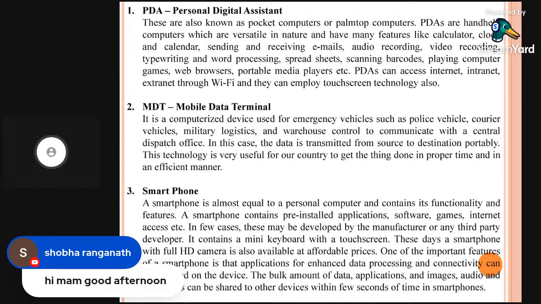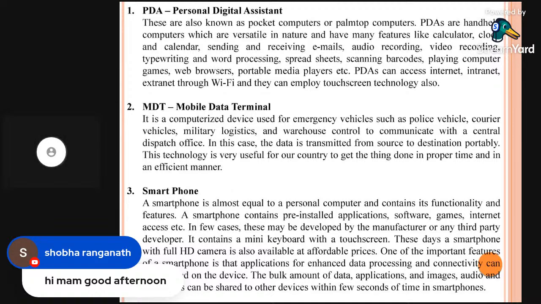Smartphones are almost equal to a personal computer and contain the functionality of computer systems, like software, games, internet access, applications, etc. It contains a mini keypad with a touchscreen, and these days a smartphone with a full HD camera is also available at affordable prices. One of the important features of a smartphone is that applications for enhanced data processing and connectivity can be installed on this device, and bulk amounts of data, even images, audio, and video files, can be shared to other devices within a few seconds.